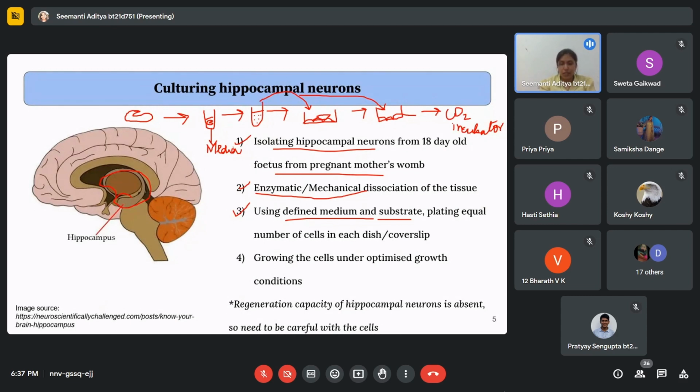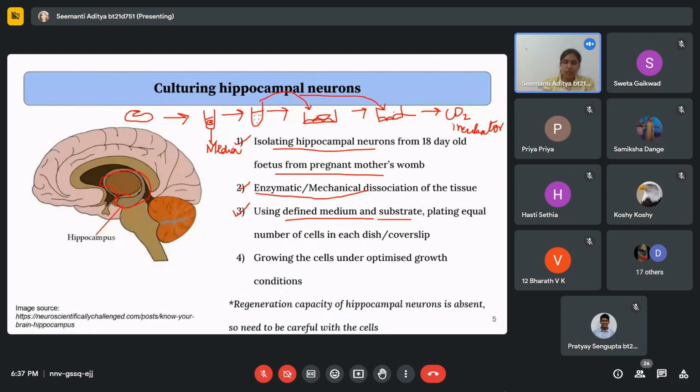So after isolating the hippocampal neurons, we have to go for mechanical dissociation of the tissue, and then we have to use a defined medium or substrate and plate an equal number of cells in the dish or cover slip, and then grow the cells under optimized growth conditions.